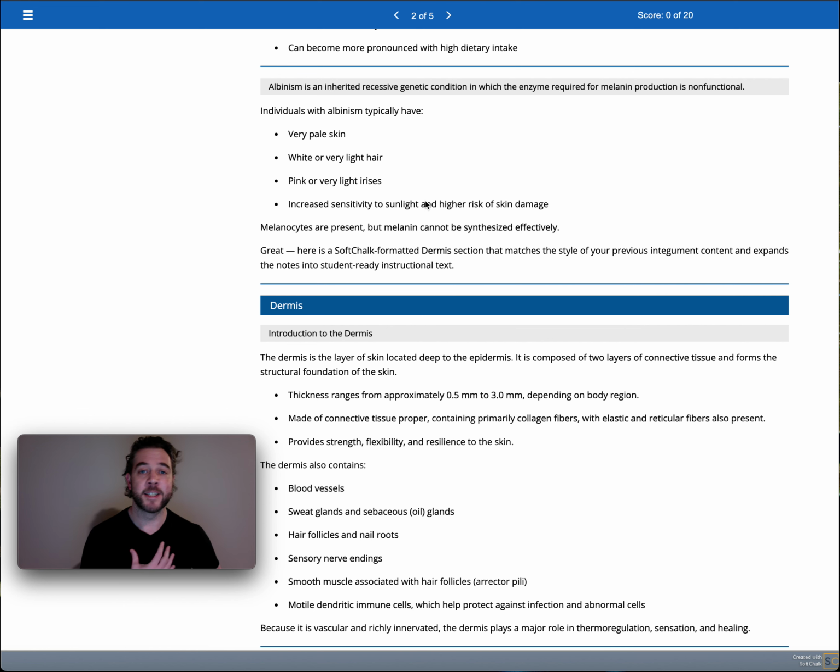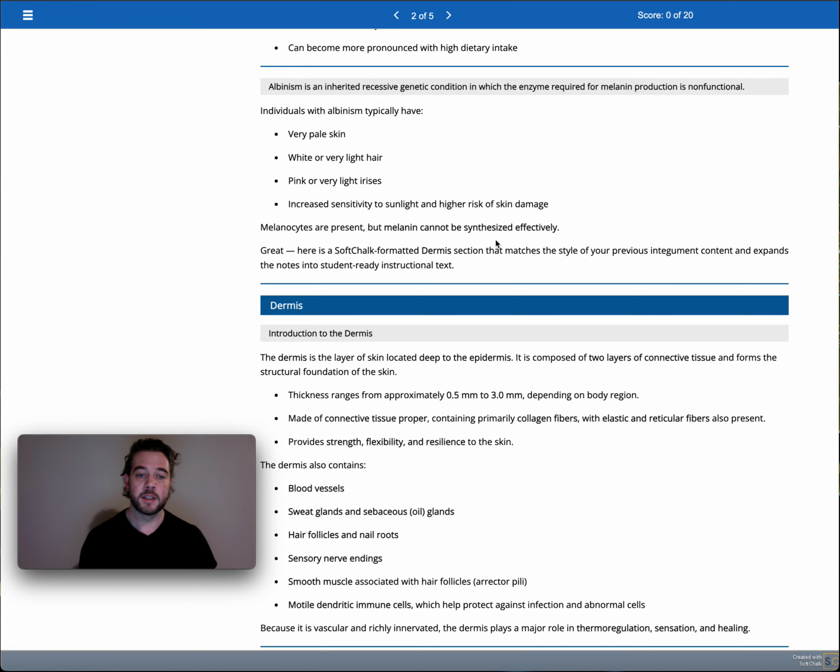So the opposite of those, not having any kind of pigment molecules in your skin, is called albinism. Albinism isn't someone that's just pale. Albinism is an actual condition where your body is not producing melanin. So in your eyebrows, skin, hair, those kinds of things, you are not going to have much of that dark color at all. You have increased sensitivity to sunlight and a higher risk of sun damage. And it's one of those things where melanocytes are present, but melanin just can't be synthesized effectively.